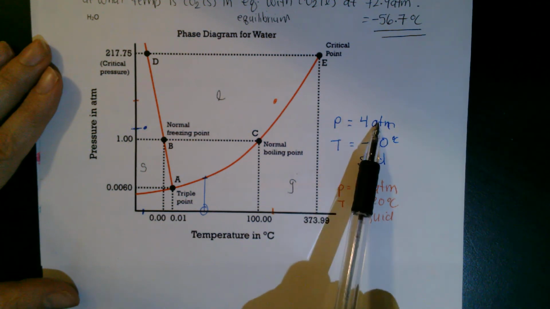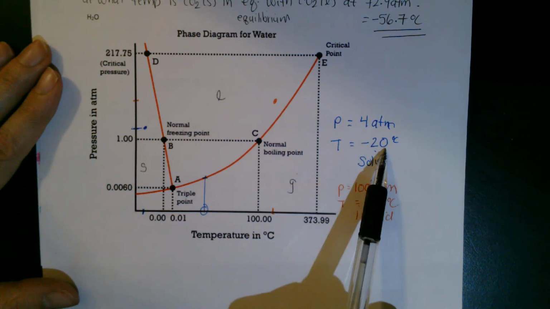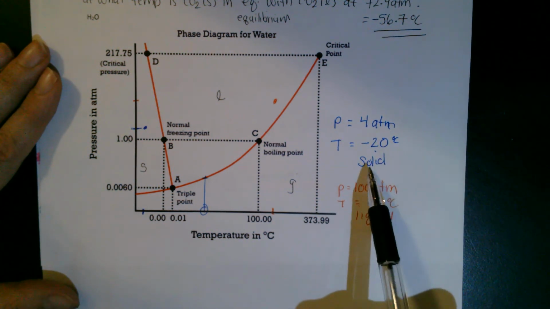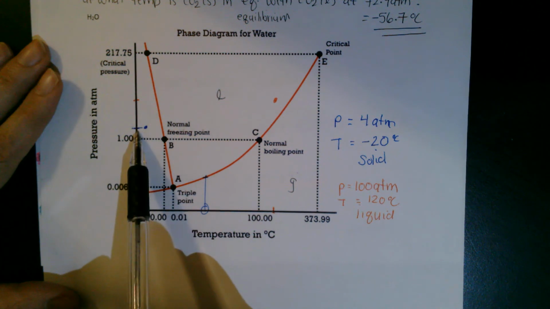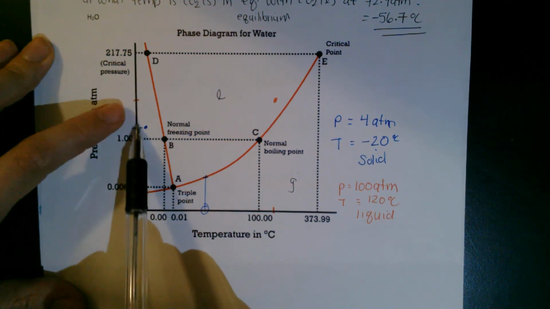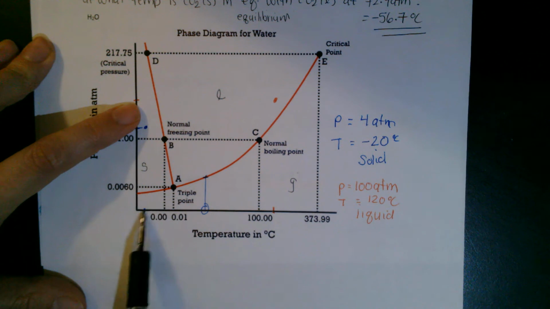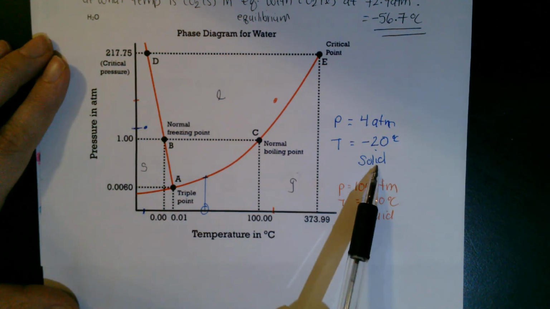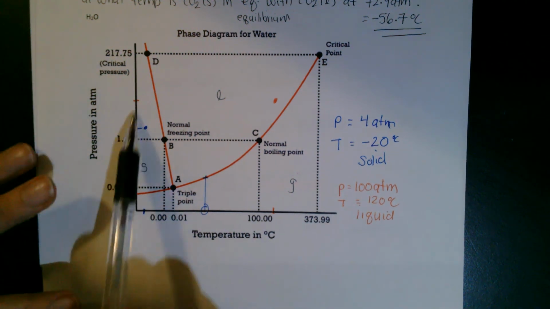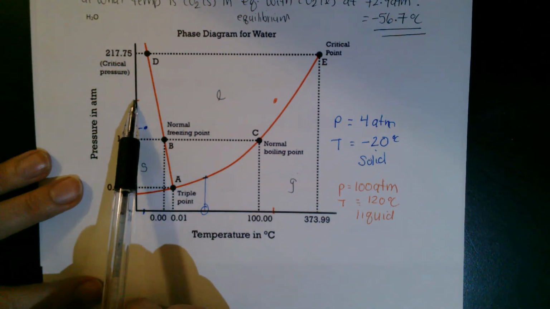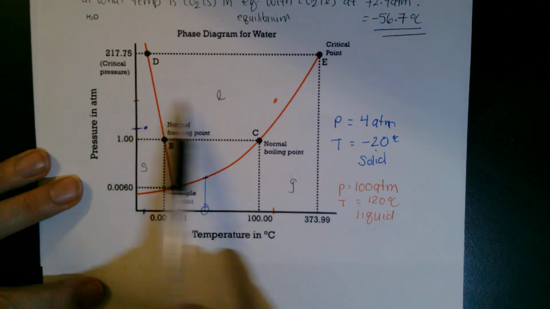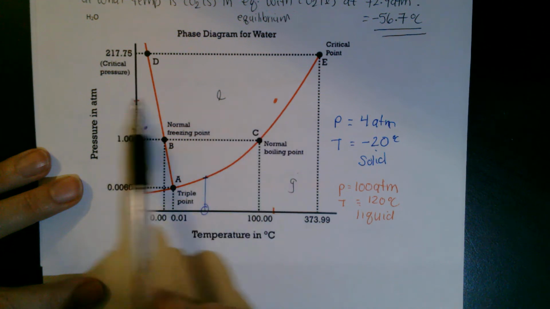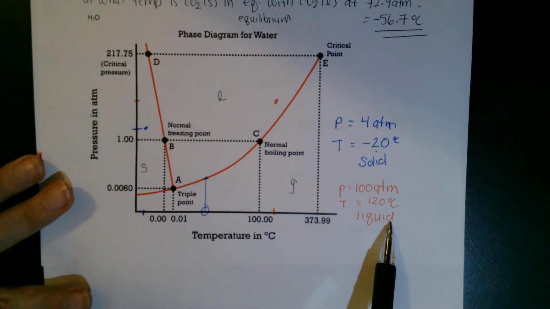Okay, but with this diagram, we can do the same things. At a pressure of 4 atmospheres and a temperature of negative 20, what phase would we expect to find water in? Okay, so somewhere over here, 4 and our negative 20. Okay, so somewhere here, definitely squarely in the solid phase. Next one, pressure of 100, so maybe say halfway between those, and temperature of 120, which was right here. So this one here looks to be in the liquid phase.